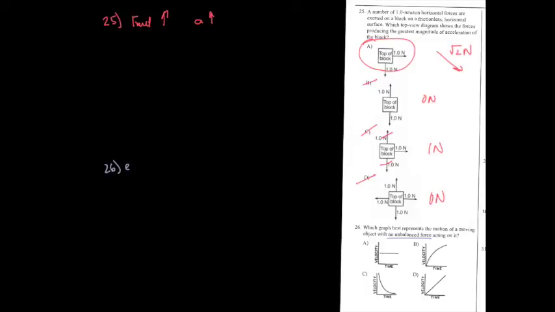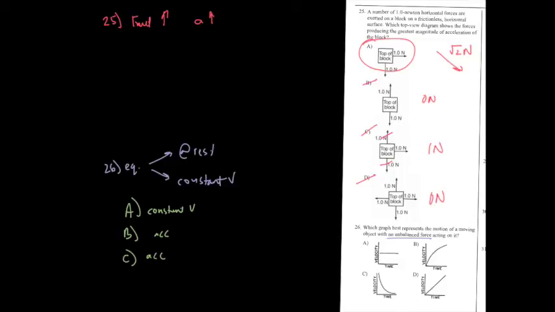They make radical 2 newtons going down to the right. Alright. Number 26, another motion graph question, has an object with no unbalanced force. So we're in equilibrium. No unbalanced force means we're in equilibrium, at rest, or constant velocity. The only one that fits is choice A. B, C, and D are all acceleration.